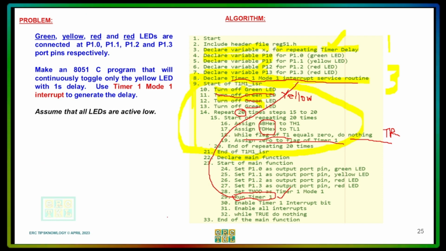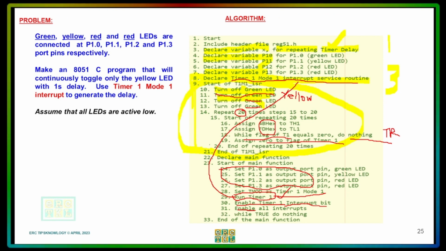Then in the main function, we will see that it's similar to the previous examples where we declared the output ports for P10 to 13, and we set timer 1 in mode 1, and we run timer 1. But you will see here that we have an extra step to enable the timer 1 interrupt bit.